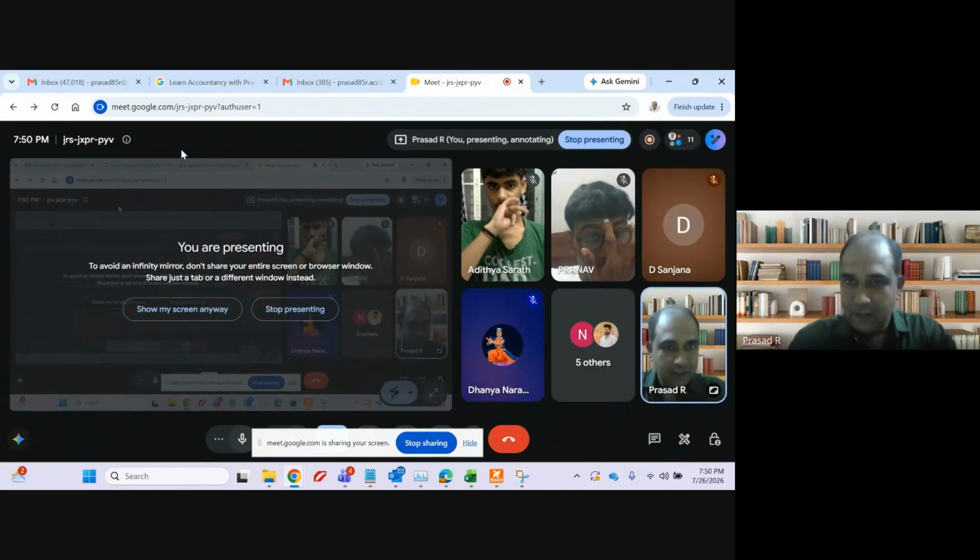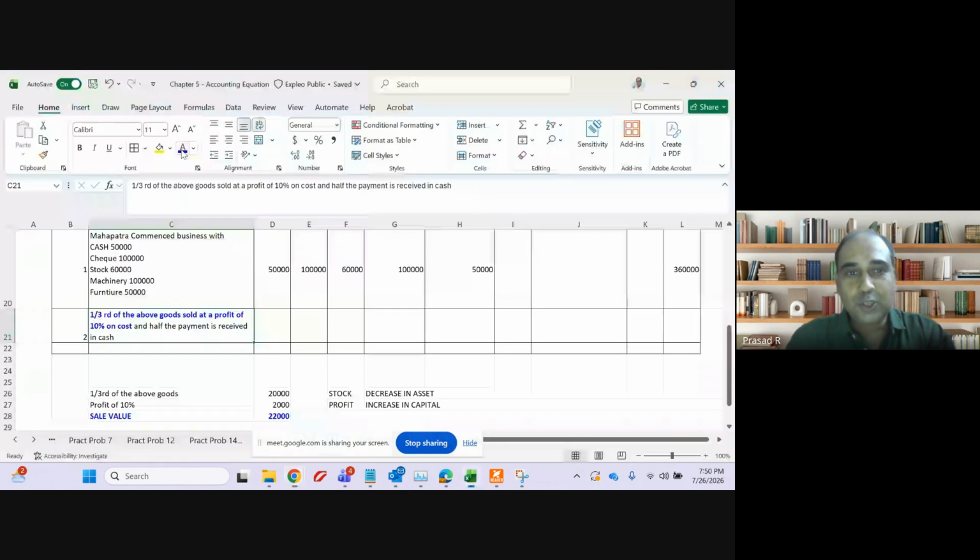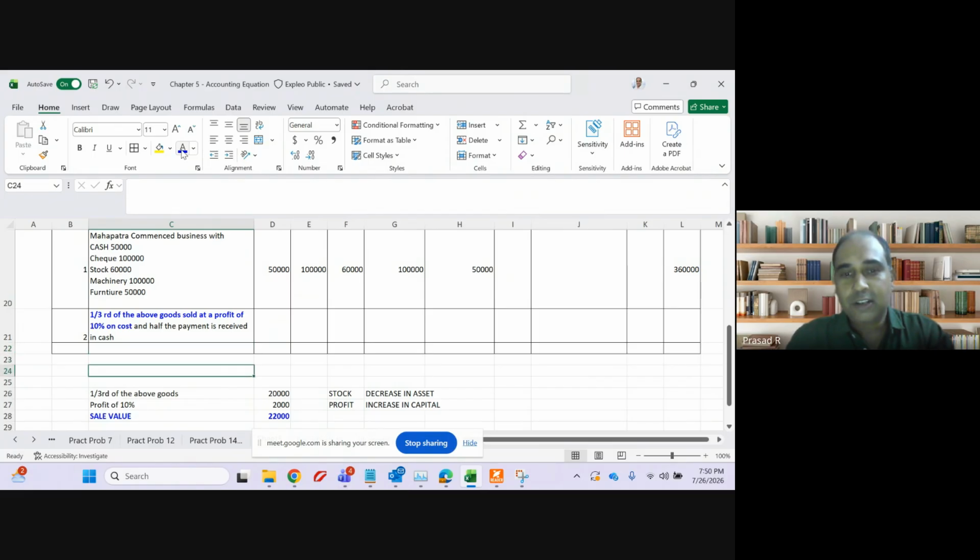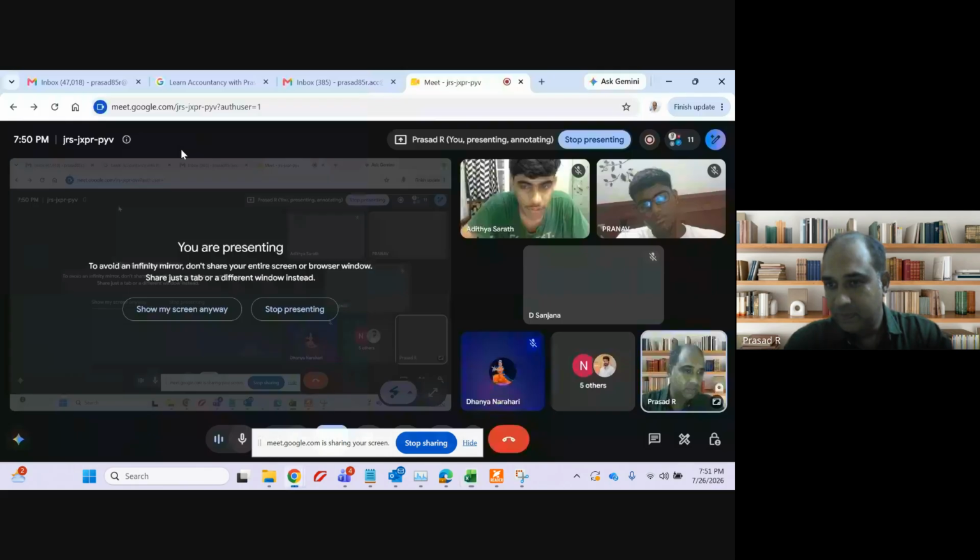Clear? First, I read 1/3 of the goods. 1/3 of the goods is 20,000, sold at a profit of 10%. So on 20,000, 10% profit will be 2,000. That means my sale value will be 22,000.